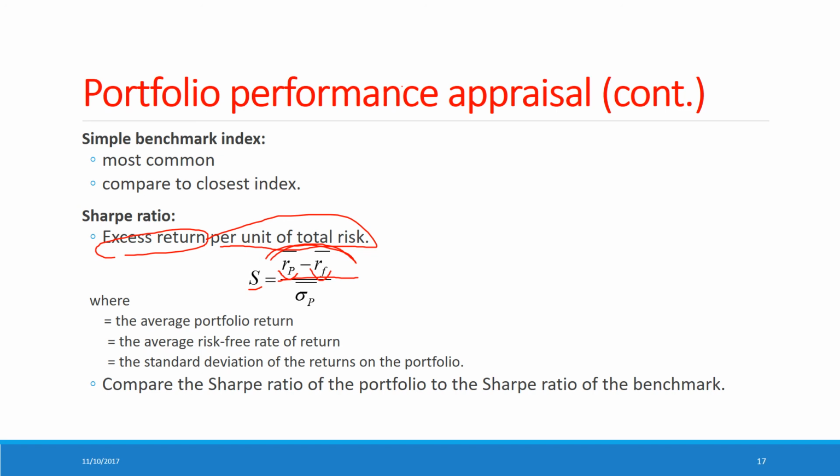So we compare the Sharpe ratio of the portfolio to the Sharpe ratio that we get from the benchmark. If we have a higher Sharpe ratio, that means that our portfolio is outperforming, right? So the measure of risk here with the Sharpe ratio is the standard deviation of the portfolio returns, right? So we're assuming here that the portfolio is well diversified. So the only thing that we have here is the systematic risk.